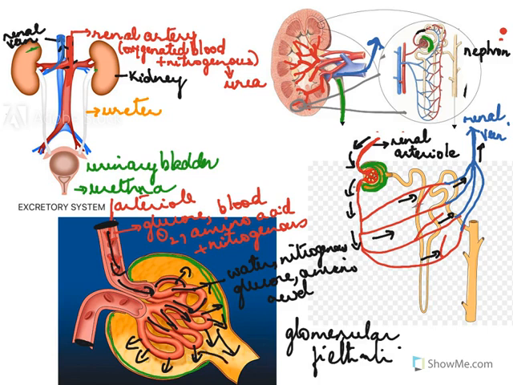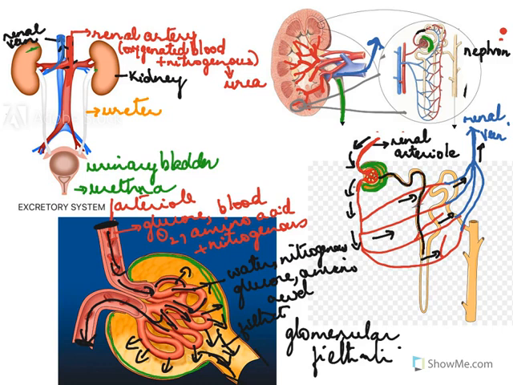This is still not called the urine. This is called the filtrate. It enters, and then the blood leaves through the efferent arteriole. And now the filtrate enters into the tubule. So if you see here, let's go back here. Now the filtrate has entered into this tubule.